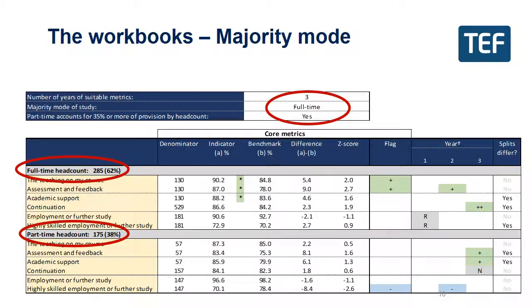Here is the core metrics page of the TEF Metrics workbook for a fictional provider. And in this case, you can see that 62% of students are full-time and 38% are part-time. The majority mode is therefore full-time, although the part-time provision accounts for more than 35%, so this provider would be able to submit an extra page in its submission to add some of the detail about their part-time provision.